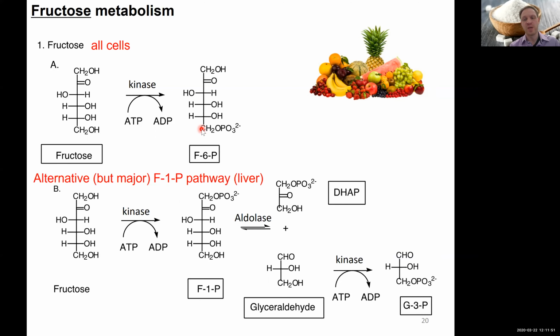Interestingly, though, we have a secondary and alternative pathway for how we can bring fructose into the glycolytic pathway. That actually is a major one by which we do this, and this pathway is only happening in the liver. Right? So this is liver specific, and it's called the fructose 1-phosphate pathway. Okay? So again, fructose here coming in from our diet. We use the same kind of reaction. We use a kinase, ATP dependent, but rather than at C6, we're actually phosphorylating at C1 here. Okay. So we're generating fructose 1-phosphate.